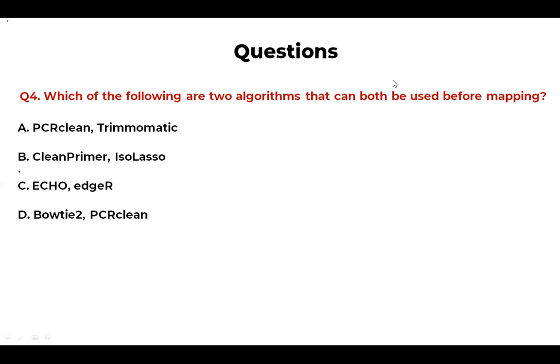So which of the following? Preeti, Shreyas, Keri, Yukta are saying E. Yeah, all of you are correct. It is PCR clean and Trimomatic. As we have already told you, PCR clean removes the PCR duplicates and Trimomatic removes the adapters from the sequences. These are pre-processing steps.